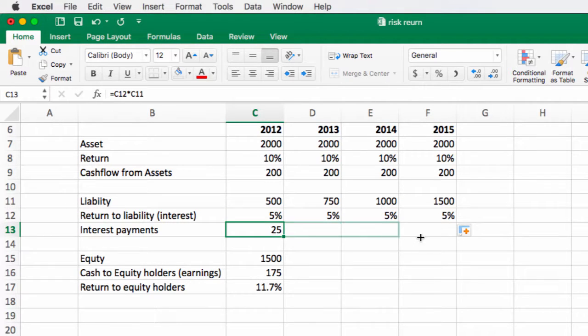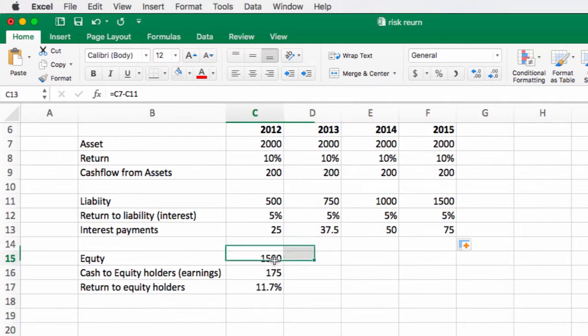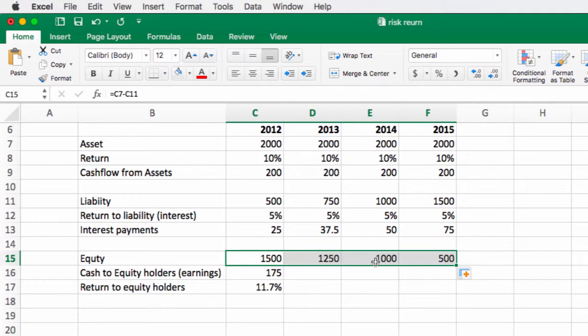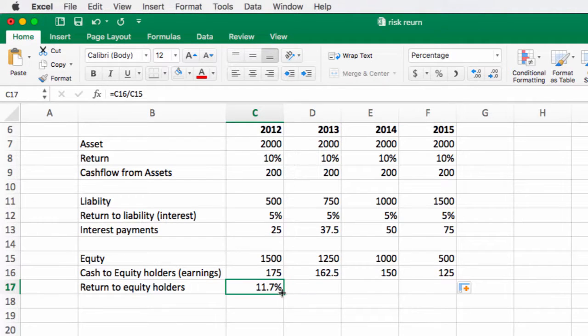So that means the interest payments are going to be increasing over time: $750 times 5%, and so on. And then by difference, we have the amount of equity that's in for the equity holders. And then again, by difference, we have the cash flow that goes to the equity holders. And if we then calculate the return on equity required, or the return on equity that's actually received, you can see that it's increasing. So in this last case, because we've switched from a quarter debt to three-quarters debt, the required return on equity has gone up.